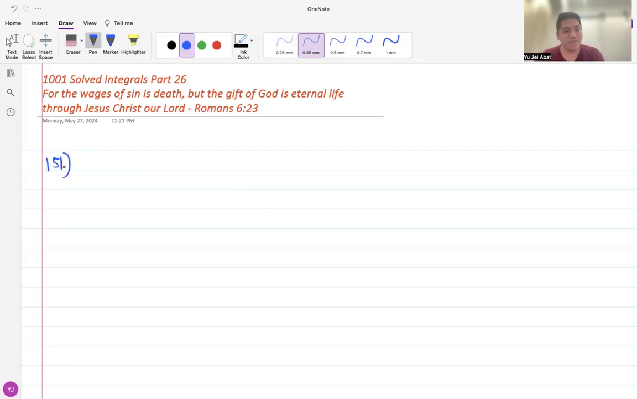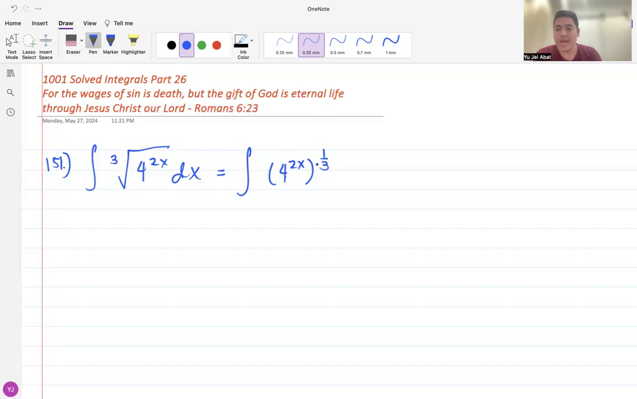So for problem 151, we have the integral of the cube root of 4 raised to 2x dx. So again, just like what I've said, the very first thing that we're going to do when we see radicals is convert this into exponential for an easier solution. So we have the integral of 4 raised to 2x raised to 1/3, because that is the cube root, and we have dx, of course.